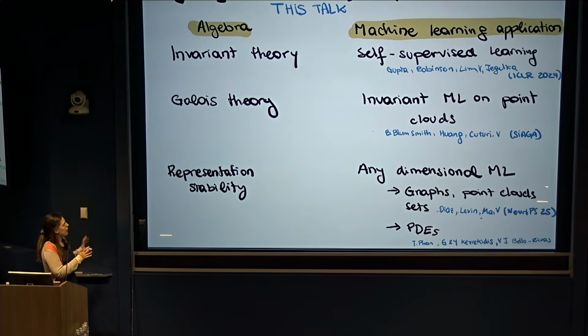I'm going to tell you basic ideas from Galois theory that allow you to design invariant machine learning models on point clouds. And I'm going to tell you just an epsilon of an idea of representation stability that can be used as an inspiration for the design of any-dimensional models, so models that are designed independently of the size of the object. So for instance, with graph neural networks, you can have a fixed set of parameters that can be evaluated on graphs of any size. So what are the underlying assumptions and mechanisms that allow you to do that? And if you have checked Yuxin's poster, she had a poster on this specific topic.